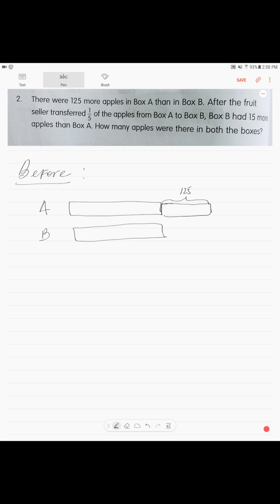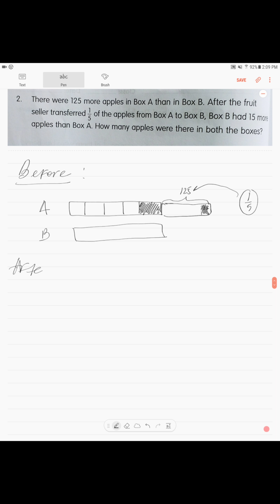After the fruit seller transferred 1/5 of the apples from box A to box B. Okay, how do we do that? How do we transfer 1/5 of it? We have these two bars. How do we do it? We do it like this. We separate each of them into 5 pieces. We separate this in 5 pieces and we take 1/5 of that. We need to transfer 1/5. And 125, we need to divide also into 5 pieces. So if you divide 125 by 5, you will get that this part here is 25. 1/5 of 125, this piece is 25.